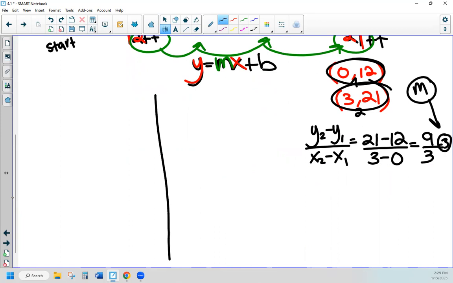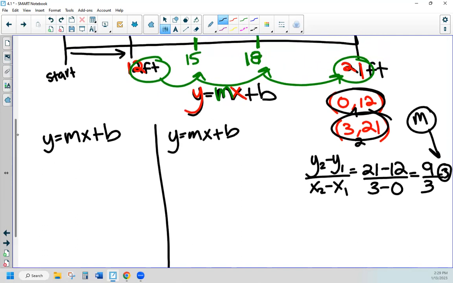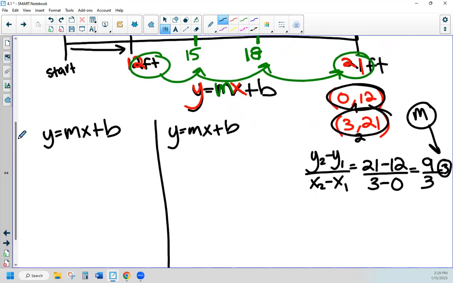Check it out. I'm going to go ahead and do y equals mx plus b, y equals mx plus b. You can do one of them. You can do both of them. I don't care which one you do, but I'm going to show you that you can use either this (x, y) or this (x, y). Obviously, we have the same slope of 3. All right, so on this side, I'm going to go ahead and use the (0, 12). So my y is 12. A slope of 3, an x of 0, and then we're looking for b.